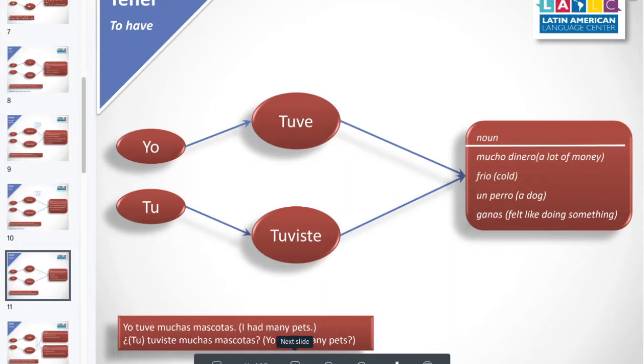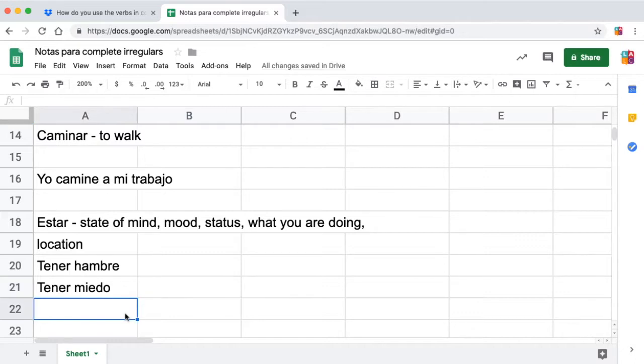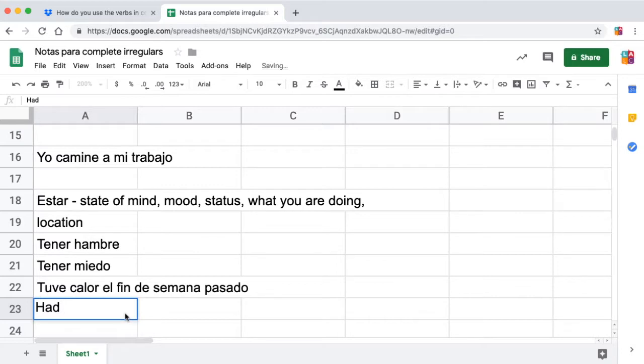So, por ejemplo, el fin de semana pasado tuve, well, I'm filming this when Chicago is in summer, thank God. So, tuve calor, which is true. I was hot. Tuve calor el fin de semana pasado. It means I was hot. You see, I had hot, but I was hot, the literal translation.